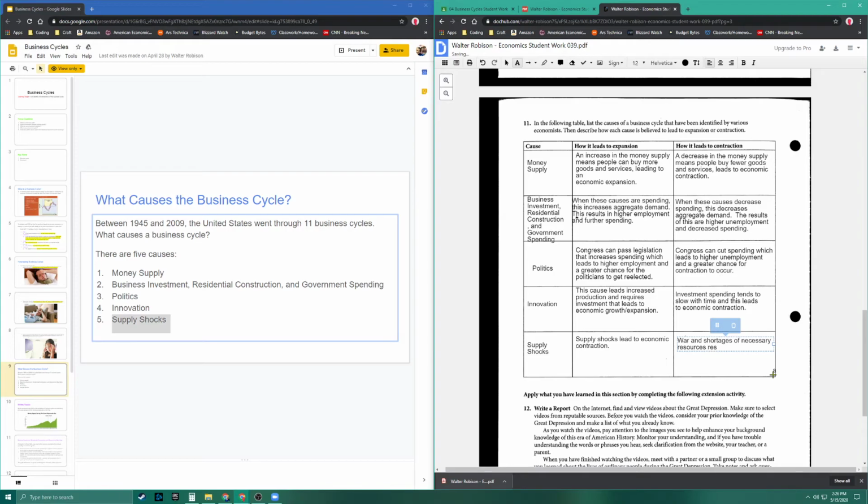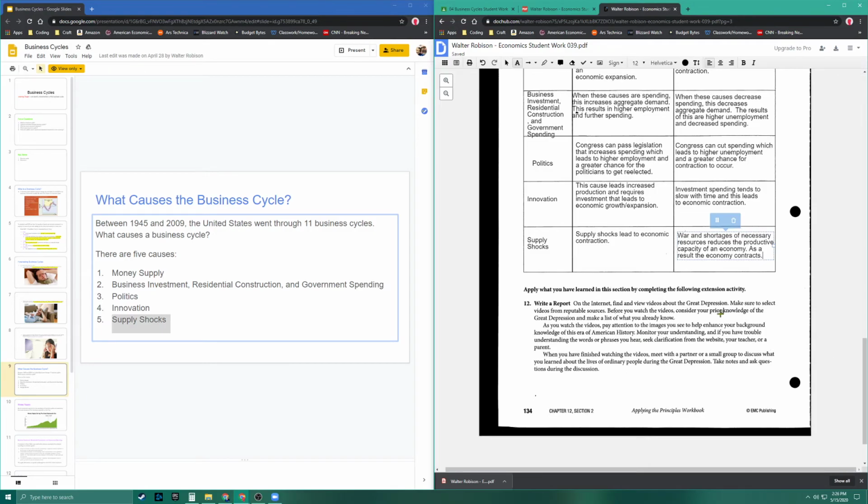It reduces the productive capacity of an economy. And then as a result, the economy contracts. And that's what we're experiencing right now. We have a supply shock because of COVID-19. And you don't have to do question 12.